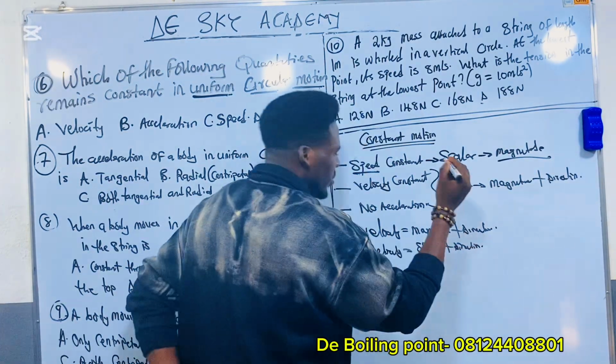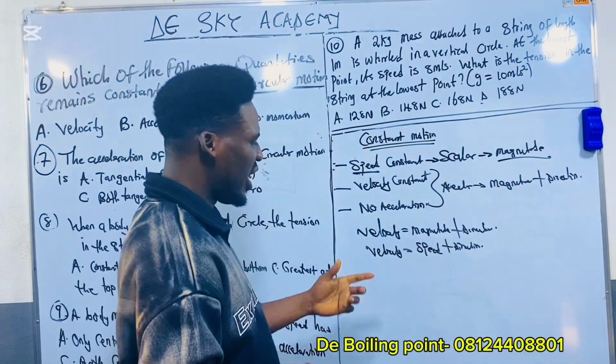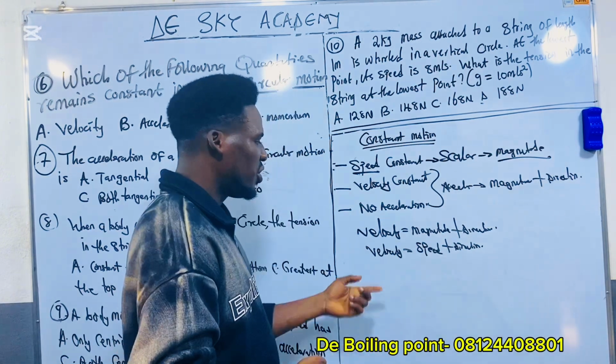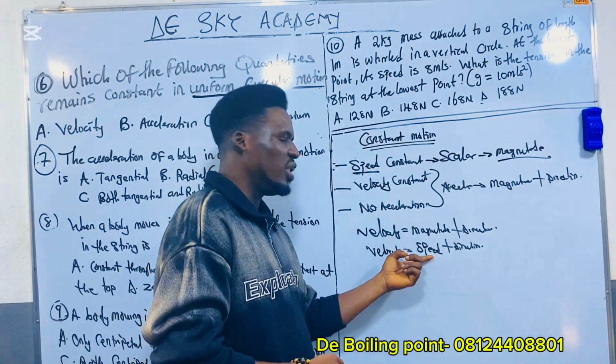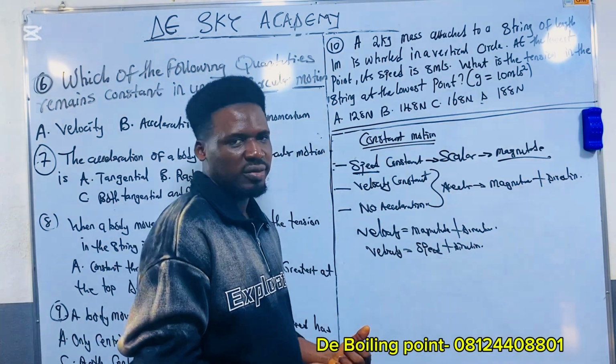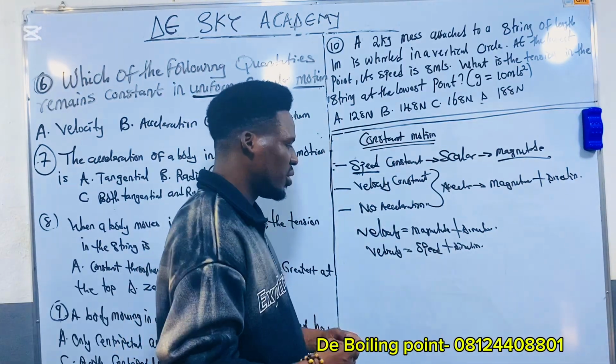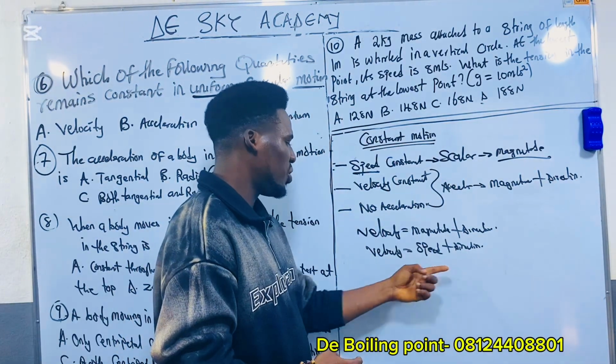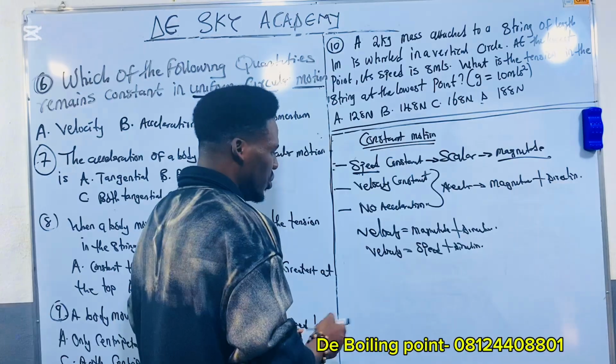So if they ask you to define velocity, velocity is a speed that has direction. Any speed that has direction is called velocity. So note this.